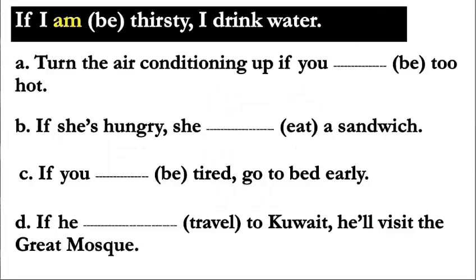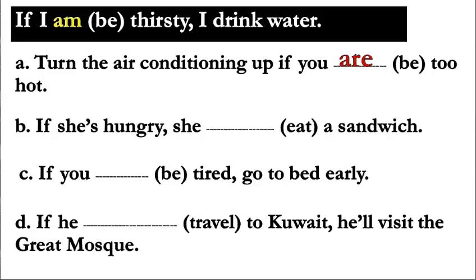Okay, the first one: turn the air conditioning up. Turn up. It's present simple. Turn up the air conditioner if you are too hot. Of course, we are talking about a present situation. So if you are too hot. Verb to be can be am, is, and are. So I can say if you am, or if you is, or if you are. The answer is: if you are too hot.